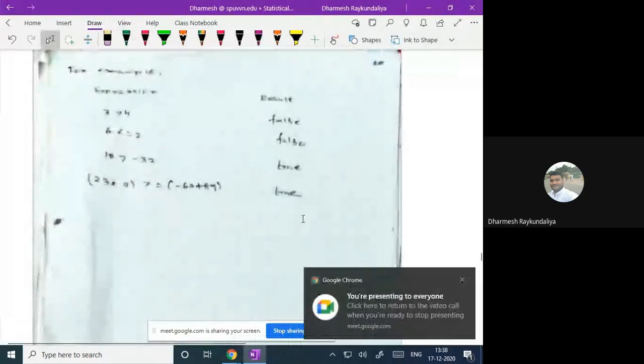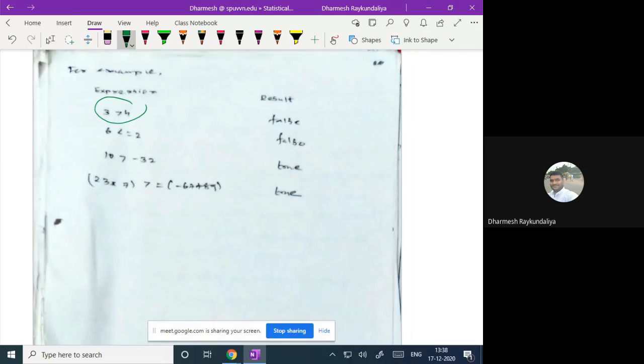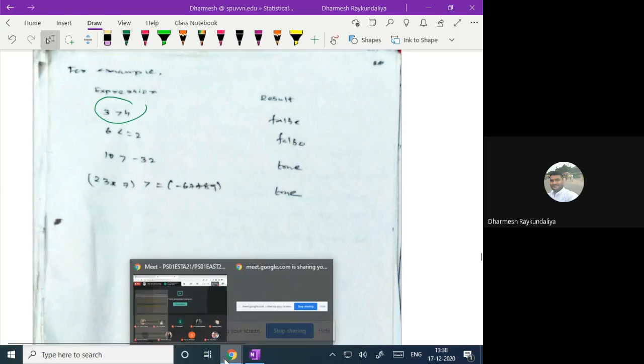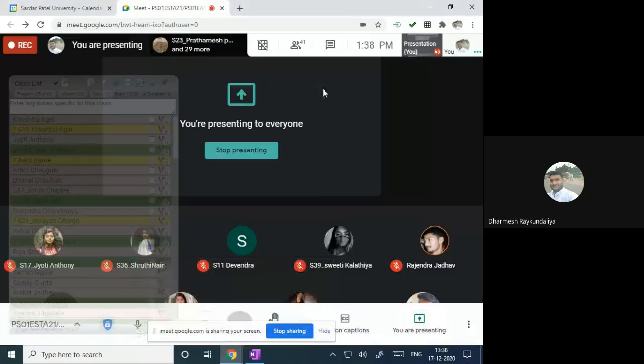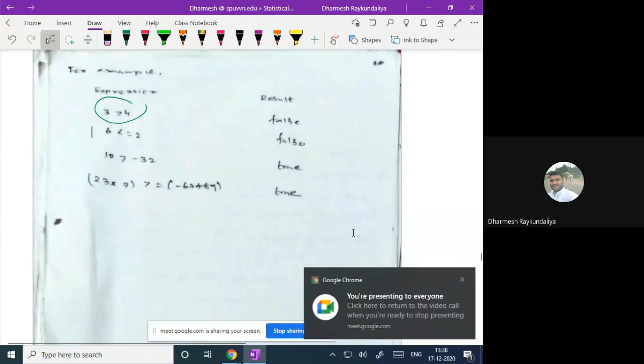Let us move ahead. For example, let us say I am comparing 3 with 4. Whether 3 is greater than 4, what is the result? If you are comparing 3 with 4 and the operator is a relational operator of greater than nature, tell me. Am I audible? Yes, sir. So what will the result be? False. Yes, it is false because 3 is less than 4. So the result is false.